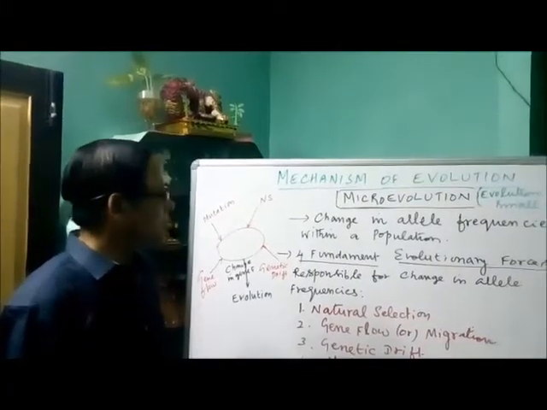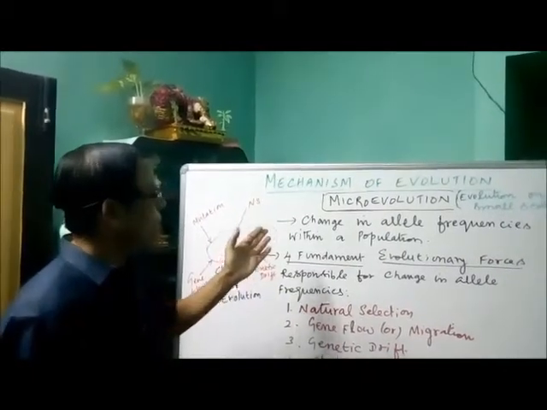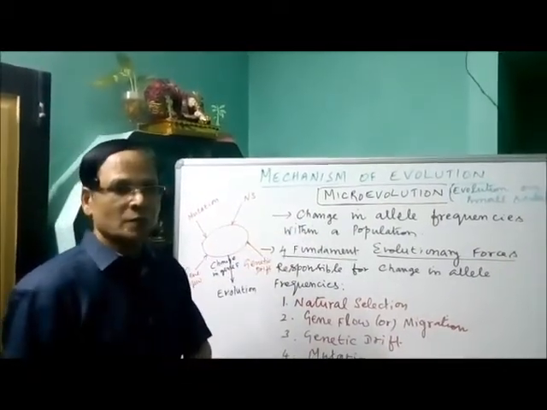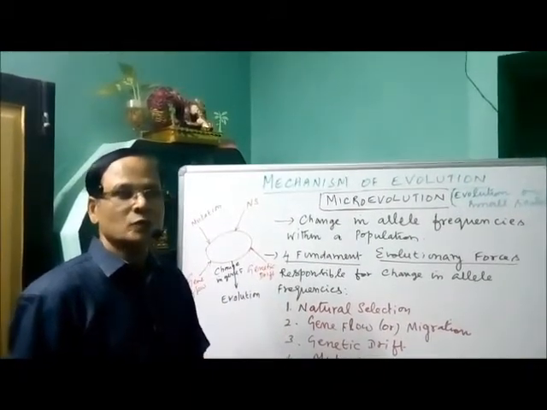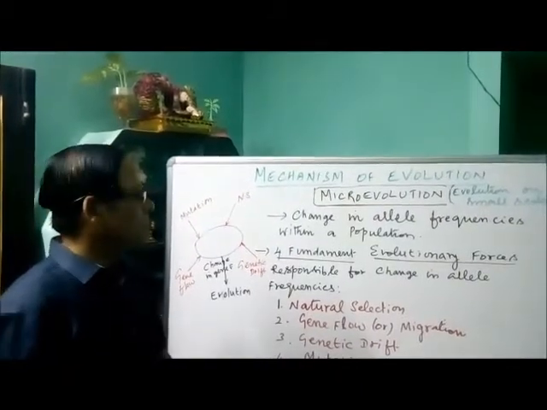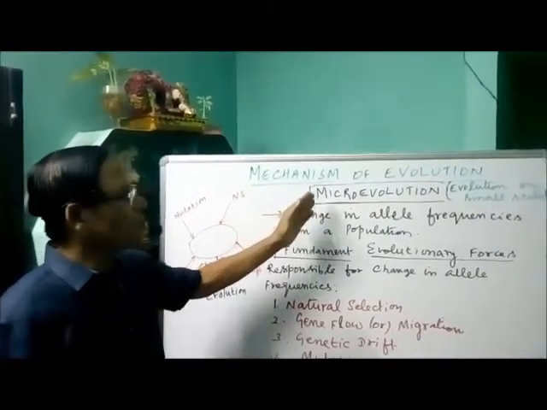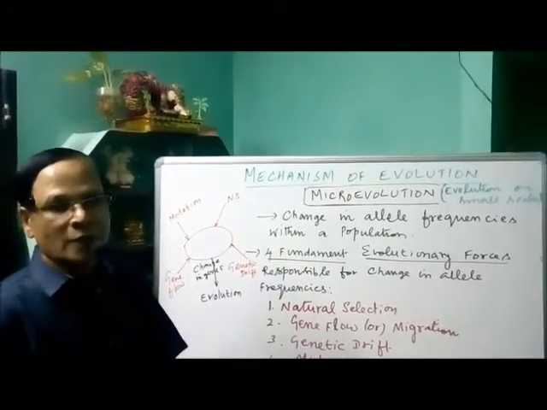Dear students, today in this class I would like to talk about the mechanism of evolution. What is the basic mechanism that is normally happening during the process of origin of species? Now, we have to take what is microevolution: evolution on a small scale.